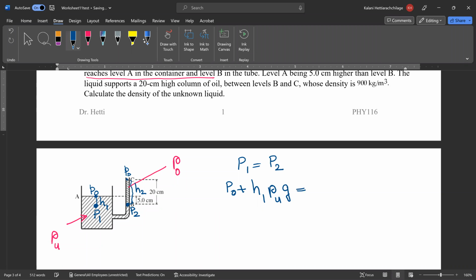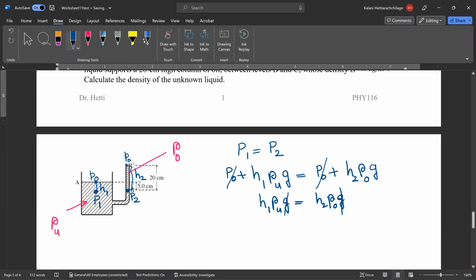And then P2 is also equal to pressure at the top plus H2, and now density of the oil times g, right? So now these two will cancel out. After you cancel that out, you will be able to write this formula, and then you will see your g will cancel out. What you need to find in the question is the unknown density. So unknown density is equal to H2 over H1 times rho naught.